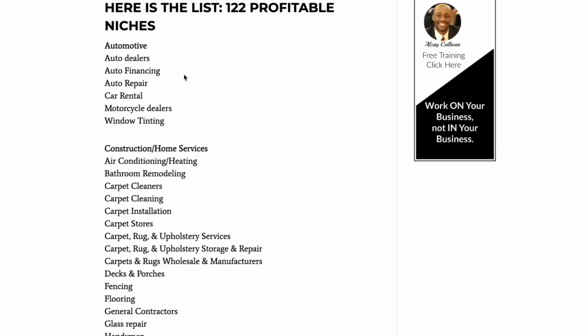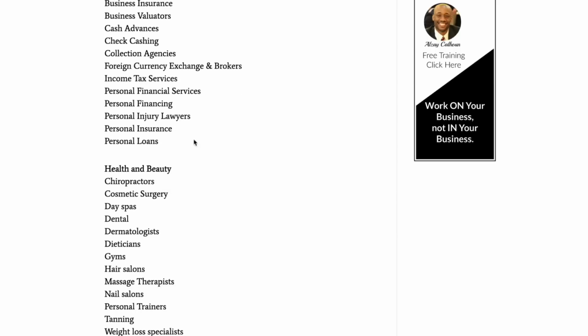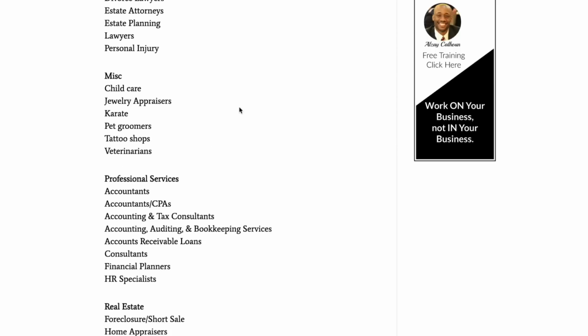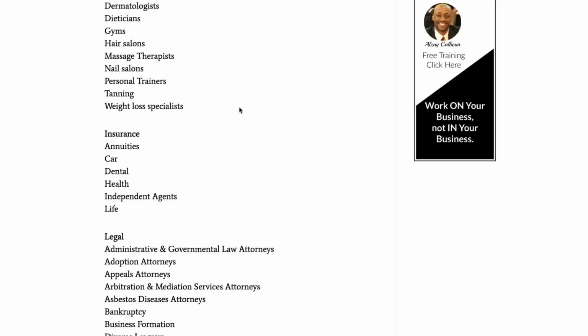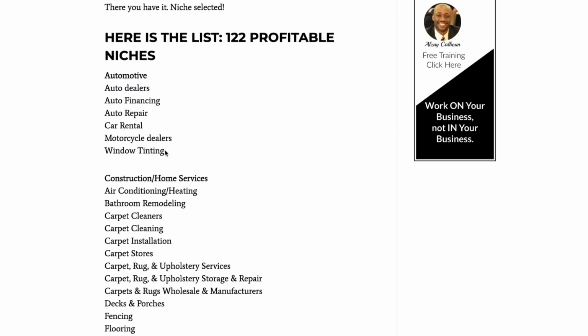First of all, what you want to do, this is a list of the most profitable niches. You can find these types of things online anywhere. I just put this into Google. We have automotive, auto dealers, auto financing, all sorts of local businesses that we could target so we could fix SSL for them and make money, okay? Now, this is a list of 122. There's probably thousands out there.